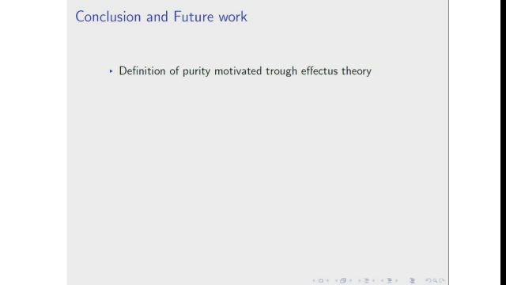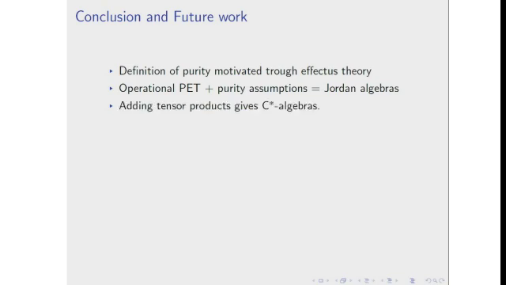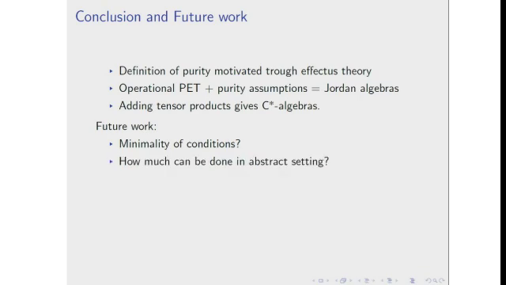So what we did is I found a definition of purity motivated through effectus theory. Then we show that if you make an operational definition of it and you have these purity assumptions, you get Jordan algebras. If you add a tensor product, you get C-star algebras, so quantum theory. For future work, I want to see whether we can get rid of some of these conditions. How much can we actually do without going to the operational settings? How much structure do we get there?